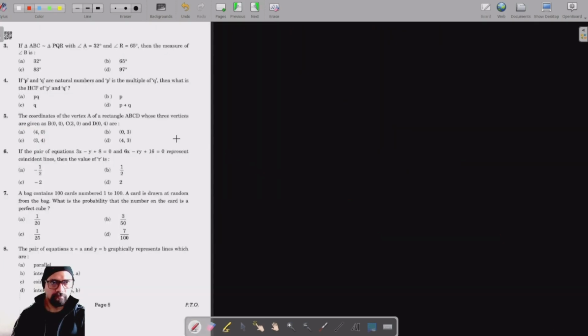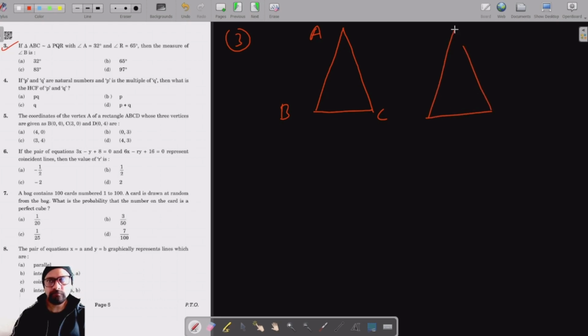For question number 3, it's given that triangle ABC is similar to triangle PQR. So this is triangle ABC and this is triangle PQR. It's given that triangle ABC is similar to triangle PQR, and angle A is 32 degree and angle R is 65 degree. So we have to find the measure of angle B. For that, we first have to find angle C.